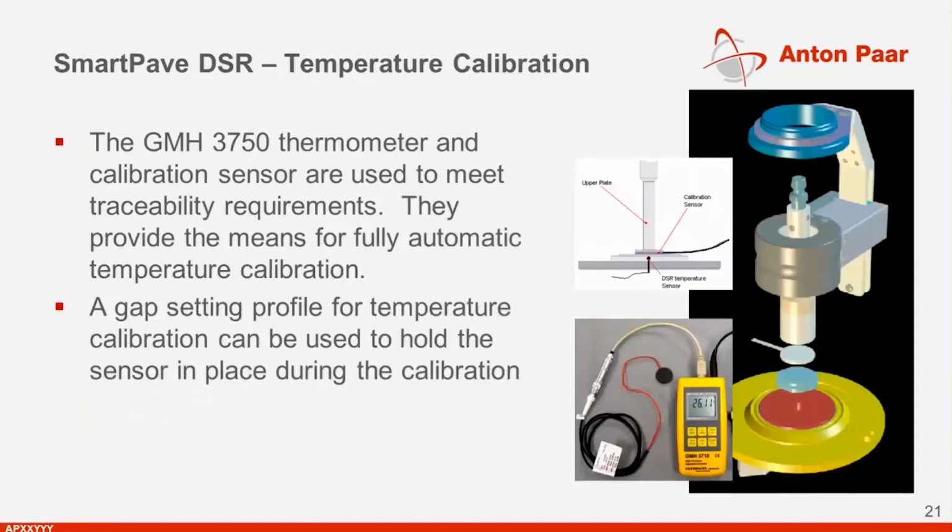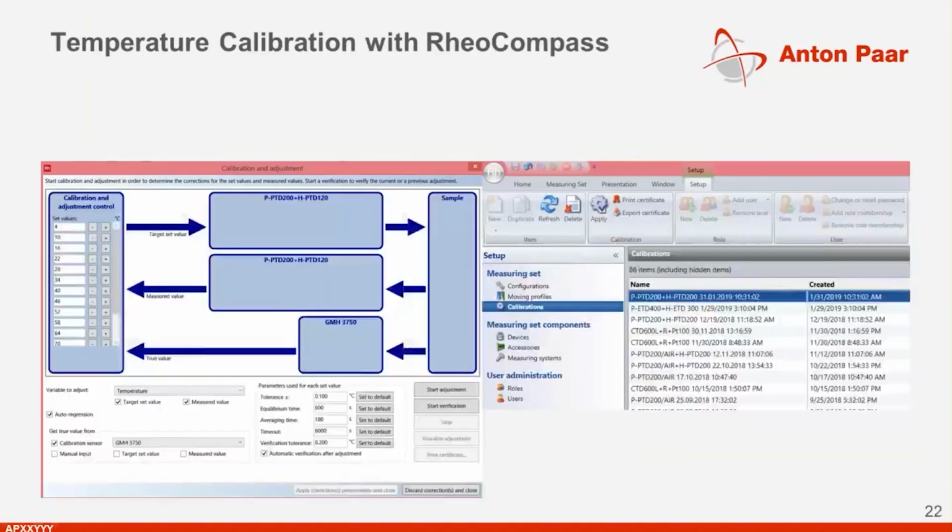The other big advantage of the SmartPave series is the automatic temperature calibration, which is eliminating the temperature offset between the rheometer temperature sensor and the sample area between the blades. We are using an external GMH 3750 thermometer and a calibration sensor, which is traceable. And also there's a gap setting profile available, which is keeping the sensor in place during the whole calibration process.